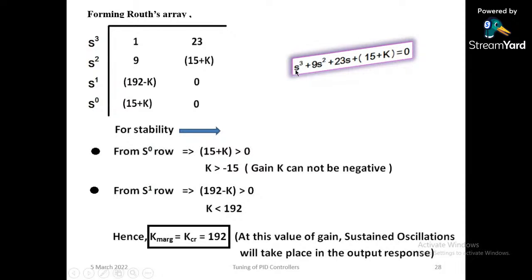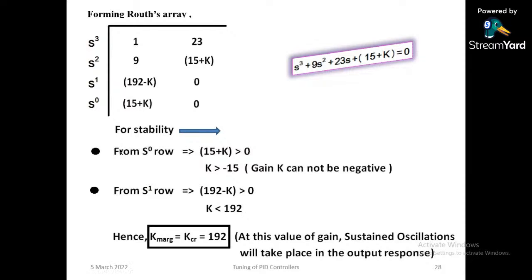And this is my characteristic equation. Just take its coefficients. The coefficient of S cube is 1. Then the next odd power of S, S raised to 1, has coefficient 23. So 1, 23 here. Then the S square term, 9, and then 15 plus K. Just cross multiply it. 9 into 23 is 207, minus this 15 plus K. Overall करून मला मिळालं इथे term 192 minus K. Next term is 0. हा reflect तसंच होईल, 15 plus K.